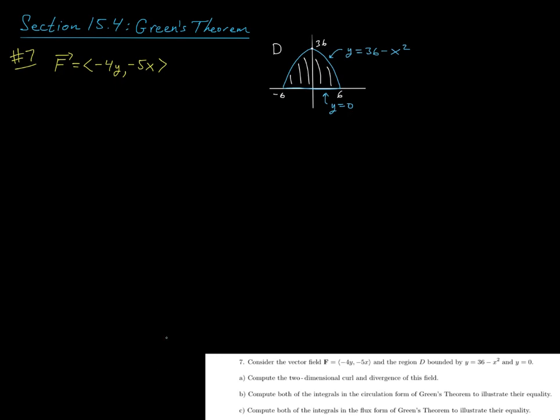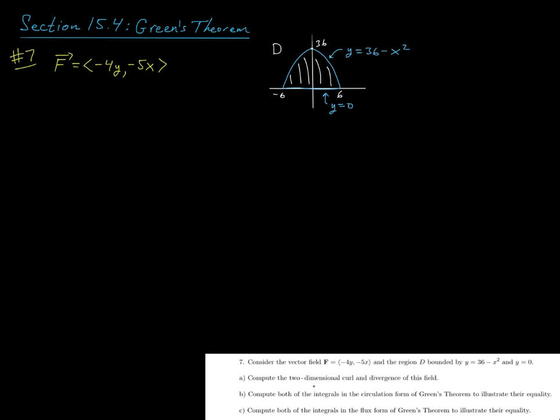All right, next up is question 7. This says, consider the vector field f, which is minus 4y minus 5x, and the region D, which is bounded by the parabola y equals 36 minus x squared and y equals 0. All right, so here is our region D, here is our vector field.